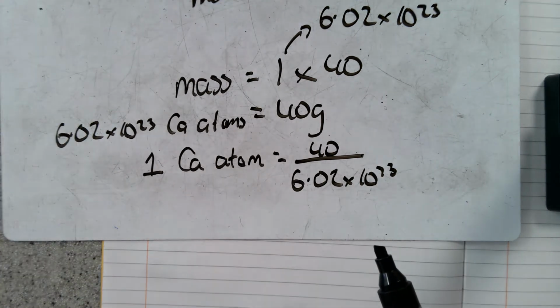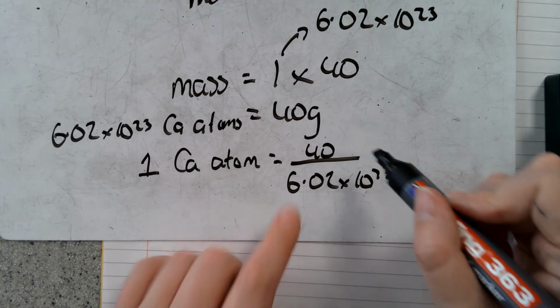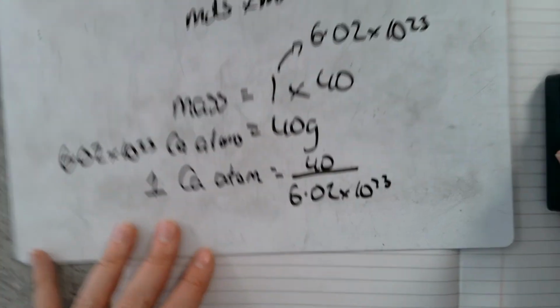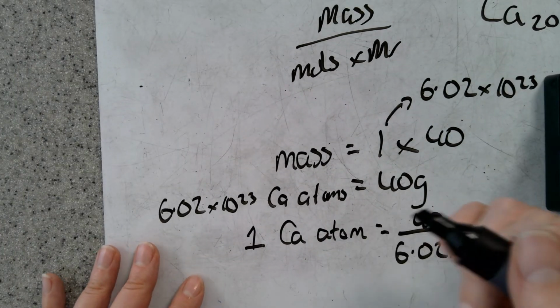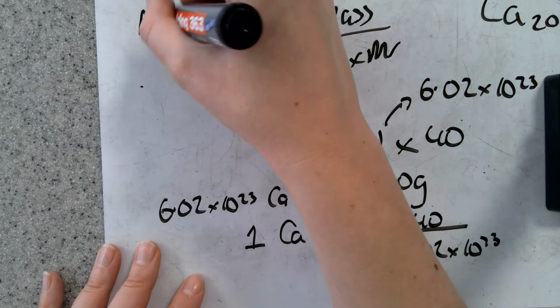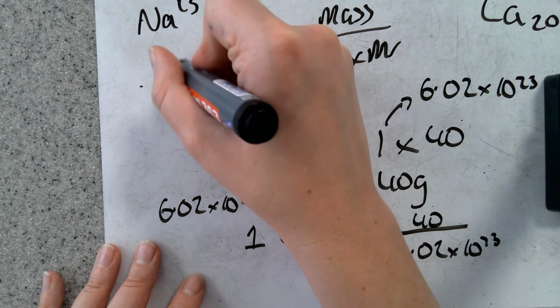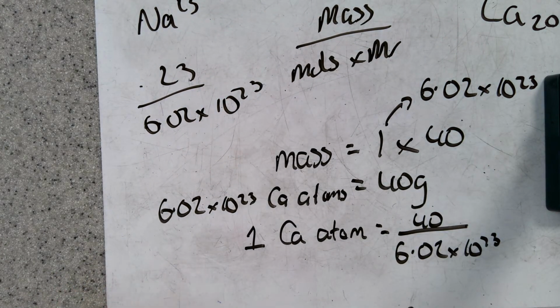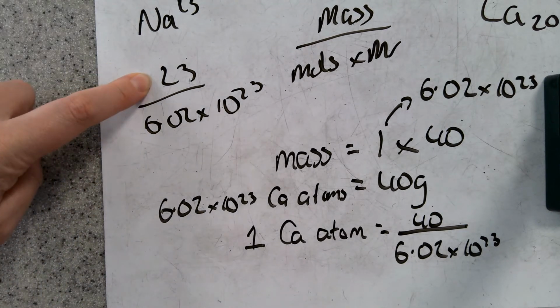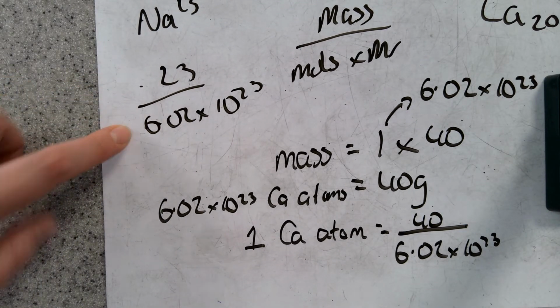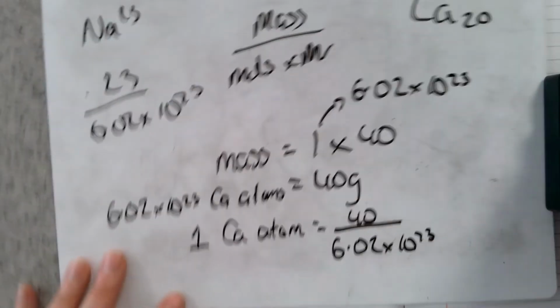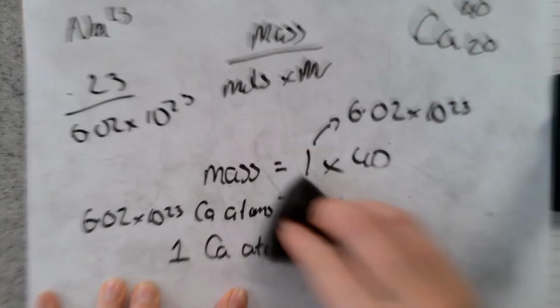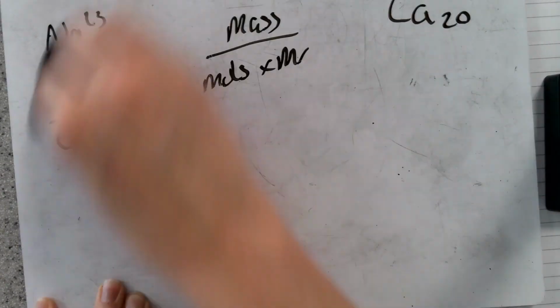If you're asked for the mass of an atom in grams, you take the formula mass of that atom and you divide by Avogadro's constant. So if I wanted the mass of a sodium atom in grams, the formula mass of sodium is 23, so I do 23 divided by 6.02 by 10 to the 23, and I work out what the mass is. If I was asked for the mass of a hydrogen atom in grams, the formula mass of hydrogen is 1, divided by Avogadro's constant. And they're the only two types of questions where Avogadro's constant is used.